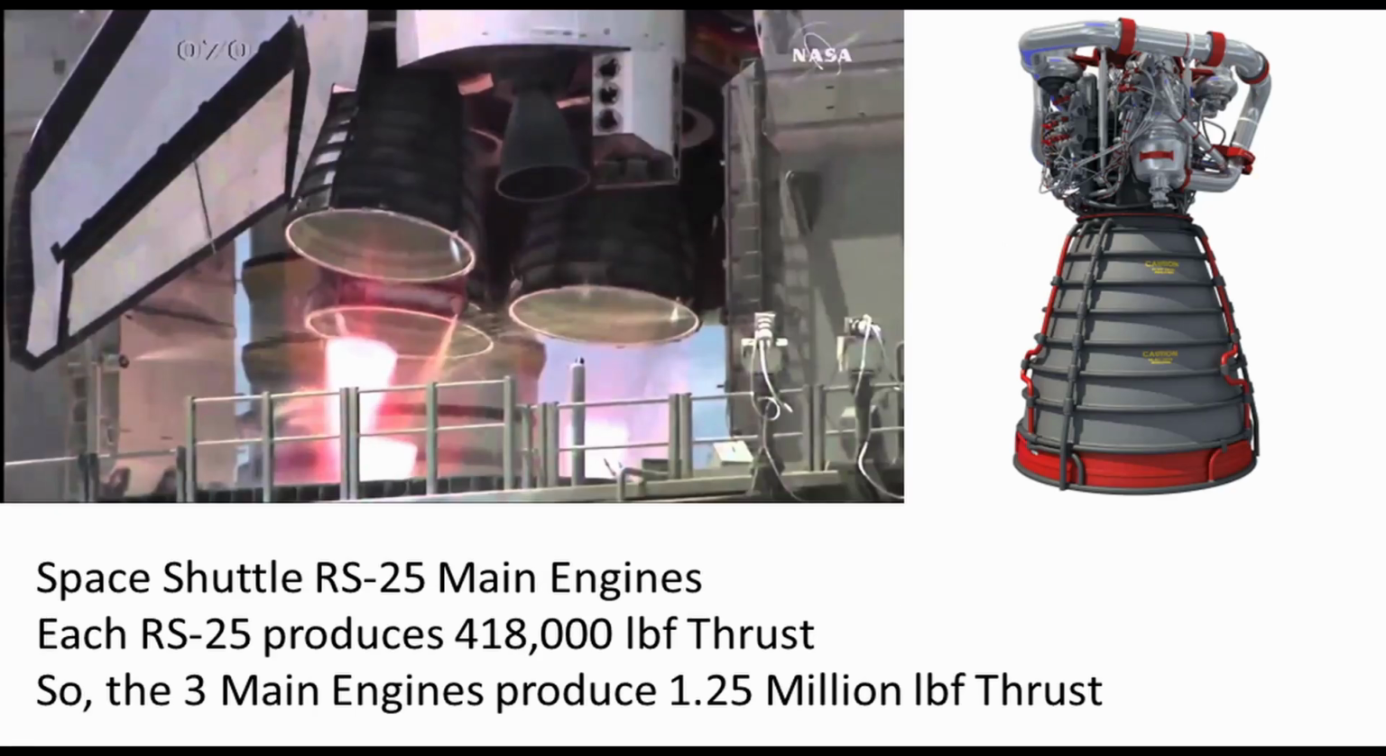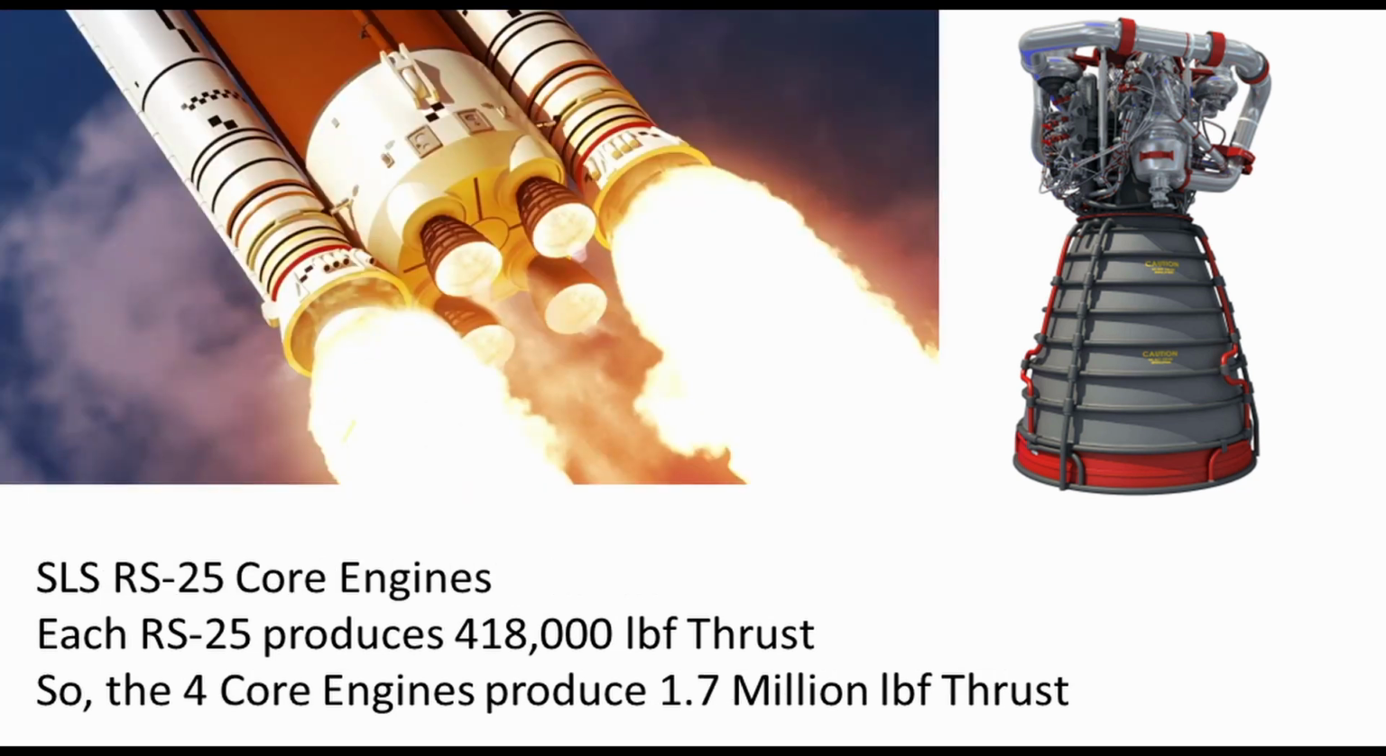Each RS-25 engine produces 418,000 pounds of thrust. The Space Shuttle uses 3 RS-25 engines to give its main engines a combined thrust of 1.25 million pounds of thrust. The SLS uses 4 RS-25 engines to give its core engines a combined thrust of 1.7 million pounds of thrust.